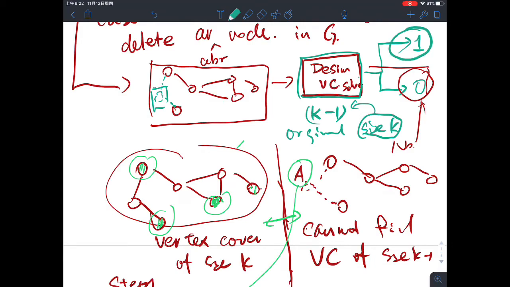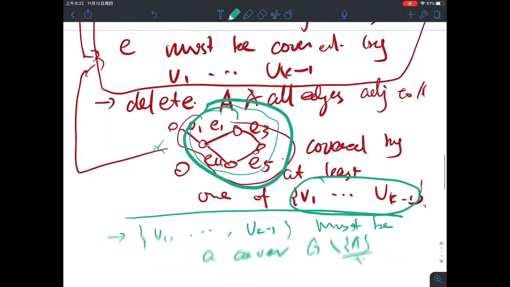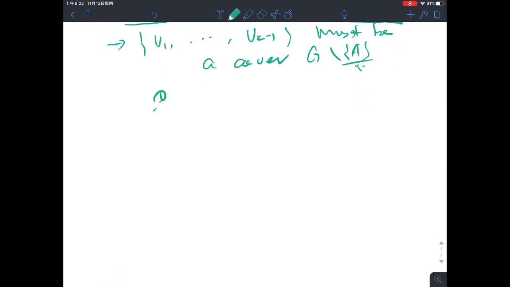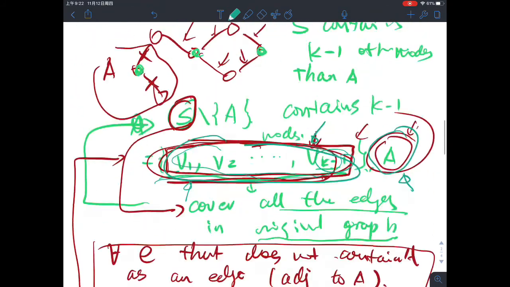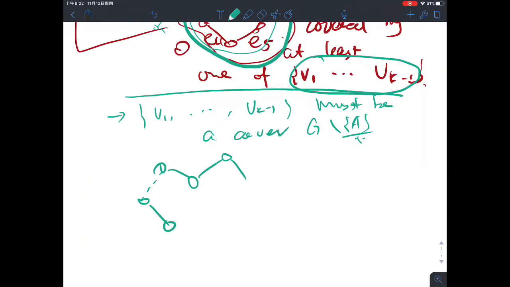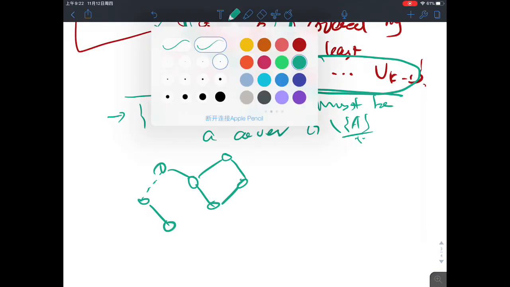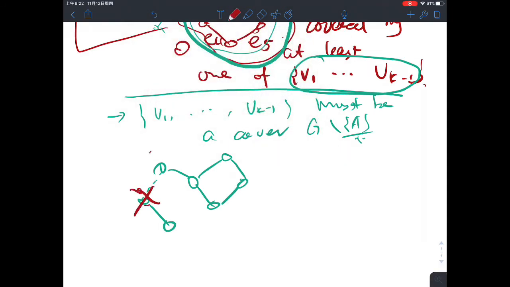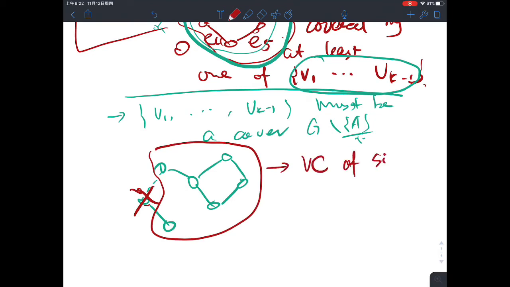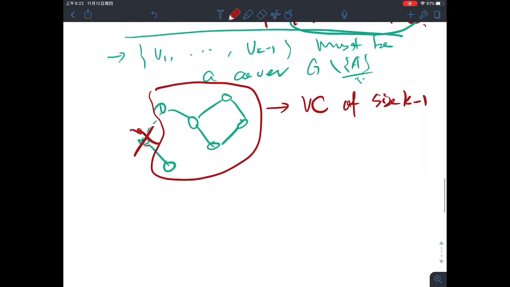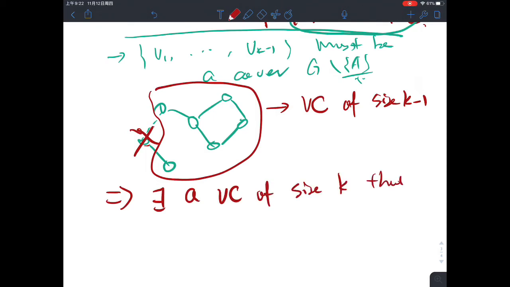So in case it gives you a 1, that's another story. After we do the deletion, our graph looks like that. So we delete this one, and if for the remaining graph I'm still able to find a vertex cover of size k minus 1, that basically means that there exists a vertex cover of size k that contains A.